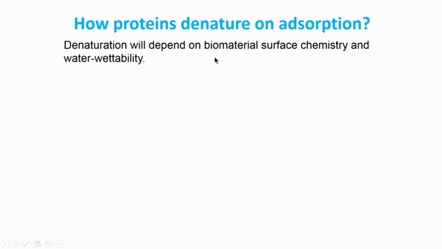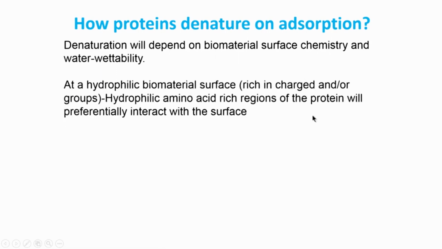So how proteins denature on adsorption, we already covered a bit of it, but denaturation will depend on biomaterial surface chemistry and water availability. So how much is hydrophilic, how much is hydrophobic, what sort of surface chemistry is there, what bonds can form between the proteins and the surface, all that will determine it. Typically at a hydrophilic biomaterial surface, which is rich in charged groups or charged amino acids, these hydrophilic amino acid rich regions of protein will preferentially interact with the surface.